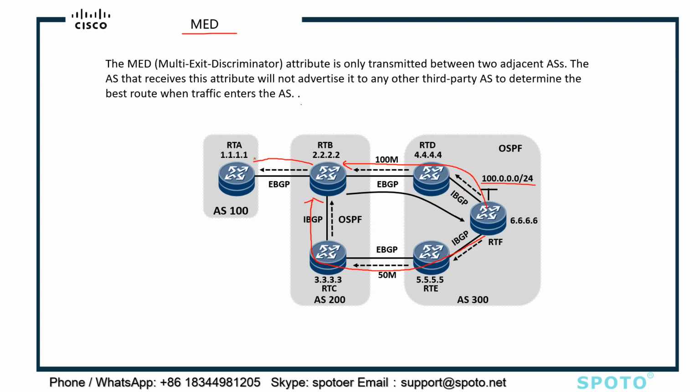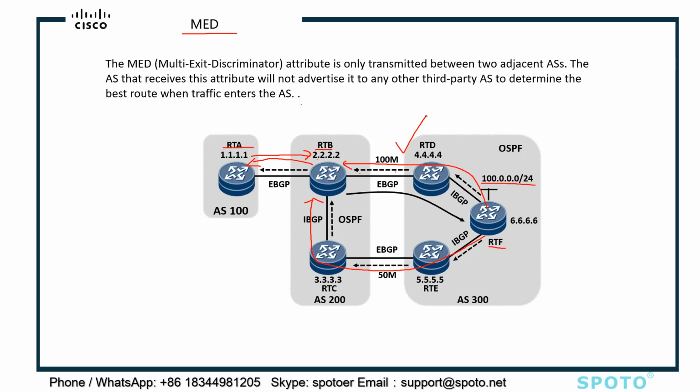So also RTB will send it to RTA. In this situation, if RTA tries to visit RTF, we can see the RTL will send the traffic to RTB, and when RTB receives it, actually it can select two paths. For the first path, the bandwidth is 100, but for the second one, the bandwidth is 50. So we want the router to select the first path. And then in this situation, we can see the traffic will enter the AS.